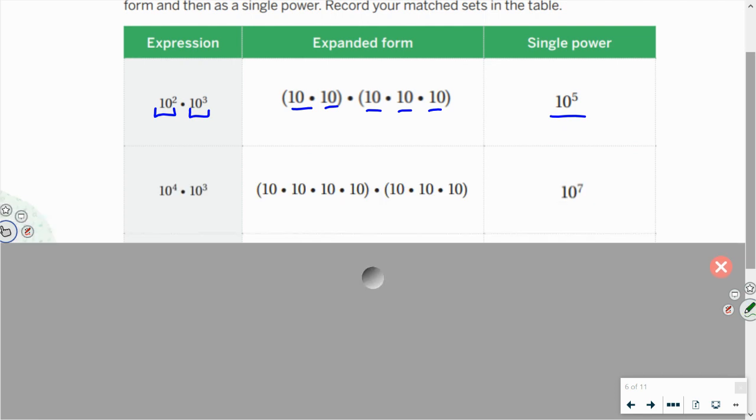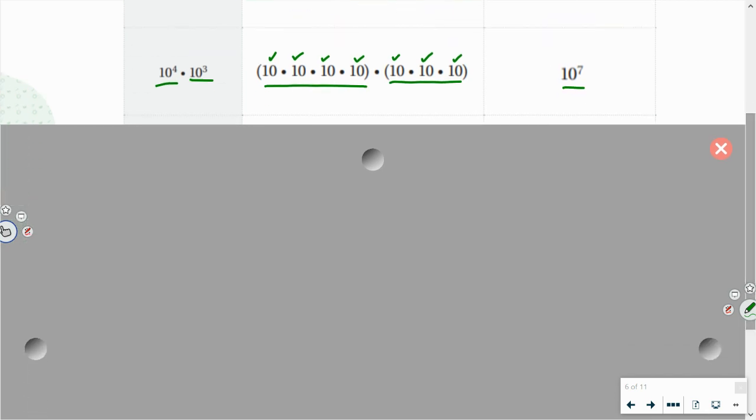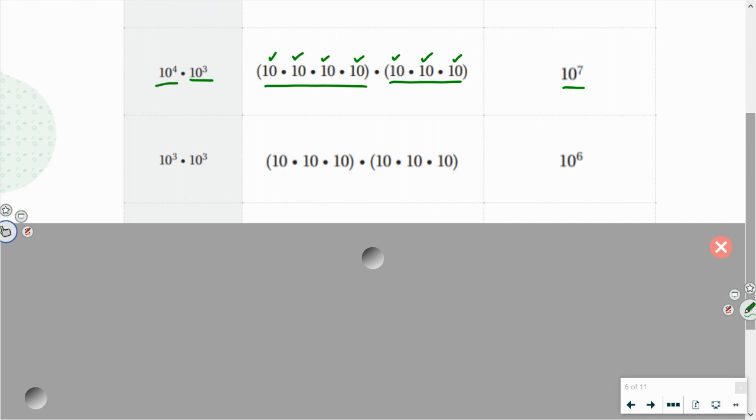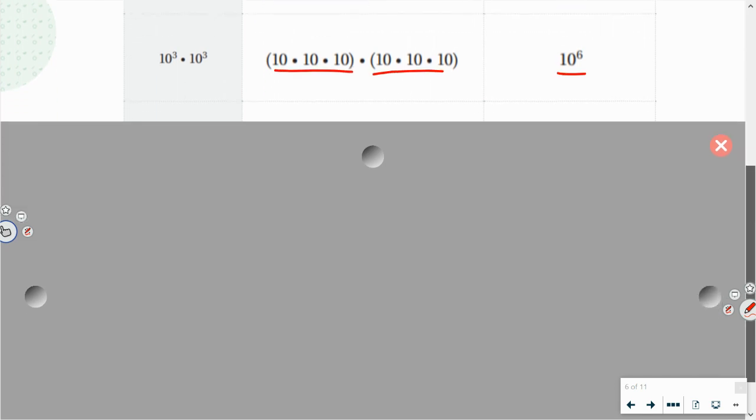Onward we go. 10 to the fourth, 1, 2, 3, 4. 10 to the third, 1, 2, 3. And of course, if you multiply all those 10s, 1, 2, 3, 4, 5, 6, 7, multiply 10 times itself 7 times, verifies 10 to the seventh power. 10 to the third, multiplied by another 10 to the third, should match up with 10 to the sixth.